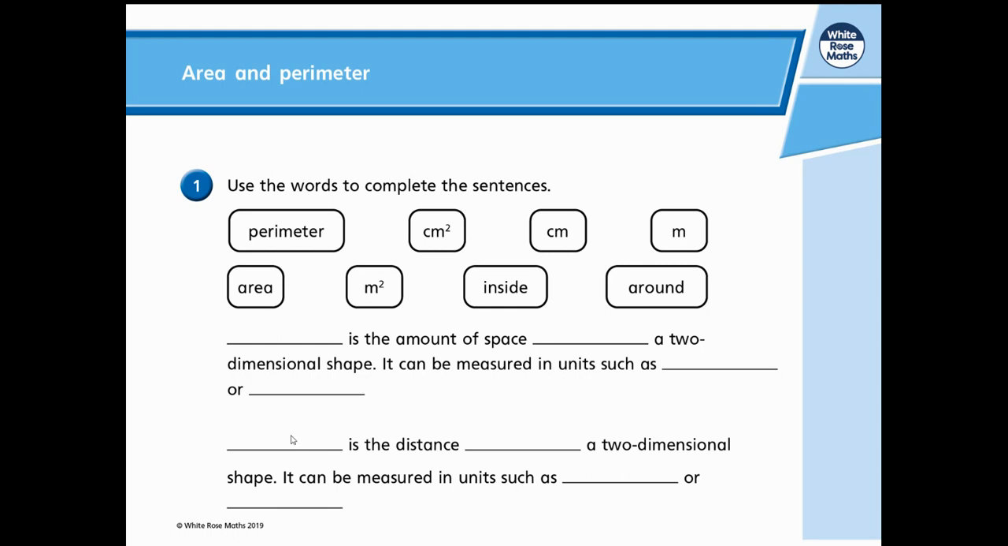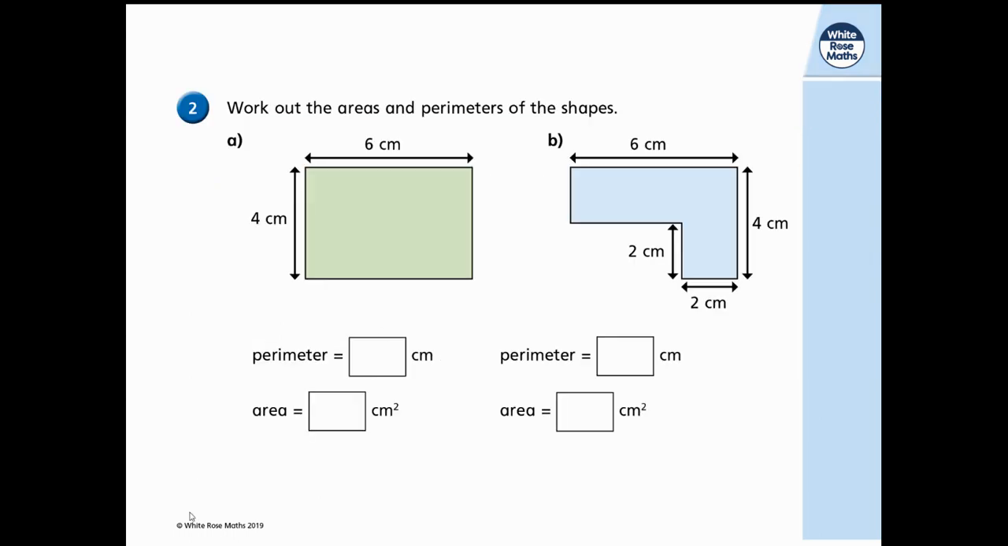Here then, we've got perimeter is the distance around a 2-dimensional shape, around the outside. It can be measured in units such as centimetres or meters without the squared sign because I'm just counting around the edge. So now we know that, we're going to today look at different shapes and see if we can work out the areas and perimeters.